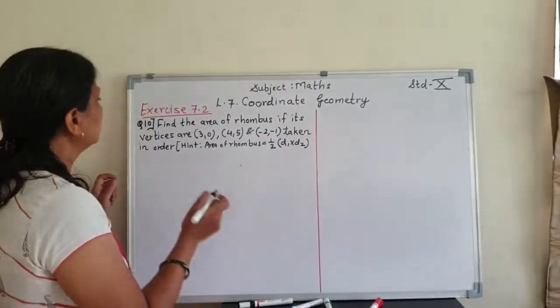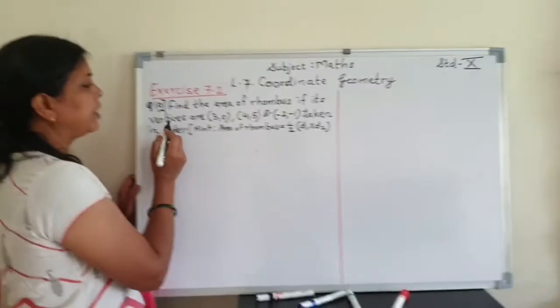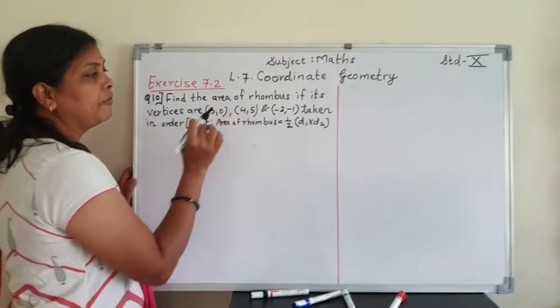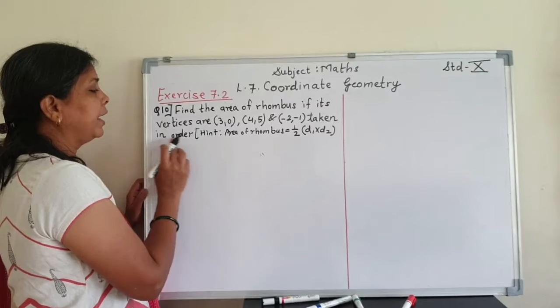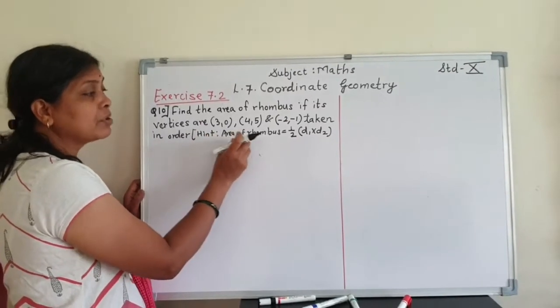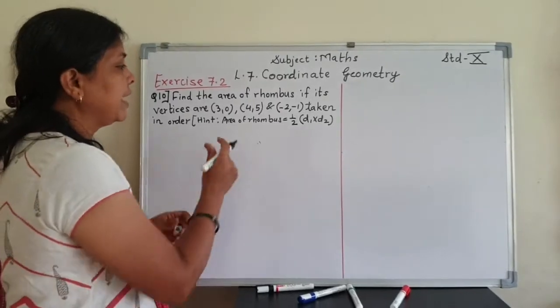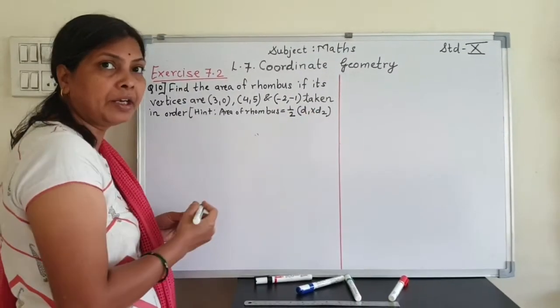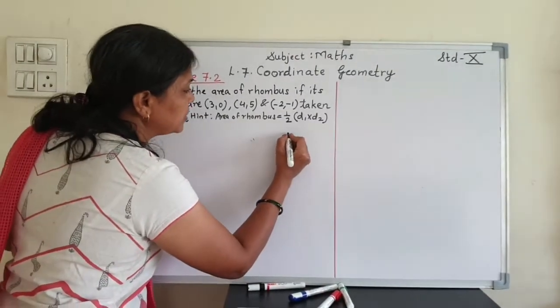So now let's see the 10th sum. Find the area of rhombus if its vertices are (3, 0), (4, 5) and (-2, -1) taken in order. Now they have asked us to find the area of the rhombus. A hint is given, and that is the area of rhombus is equal to half into diagonal 1 into diagonal 2. So first of all we will draw the rhombus.